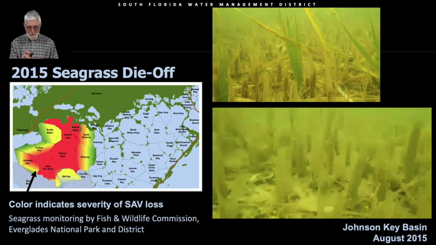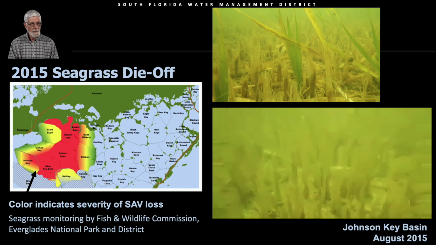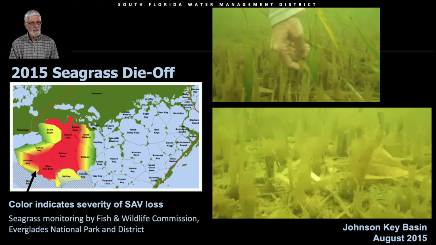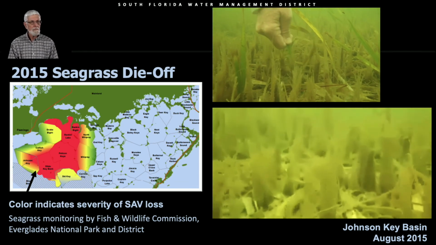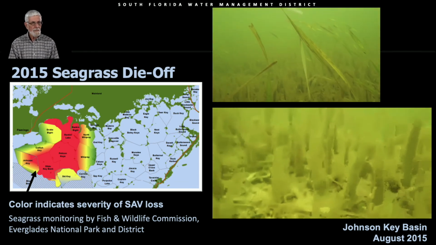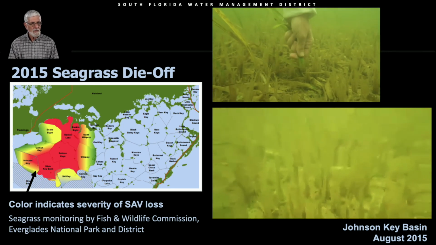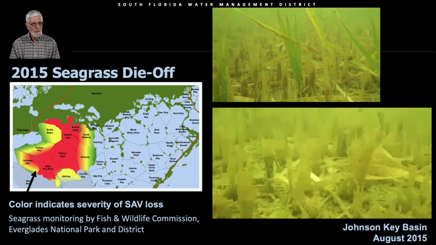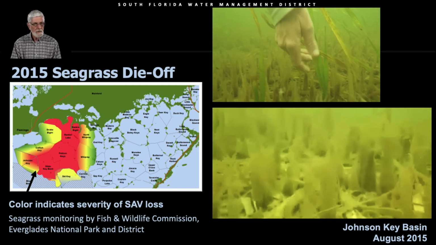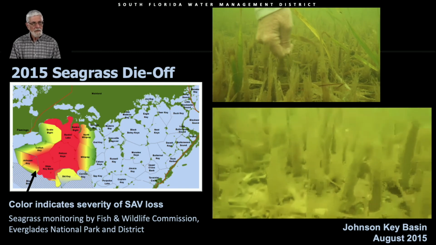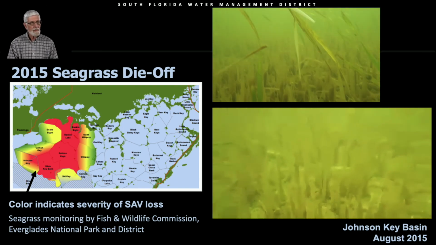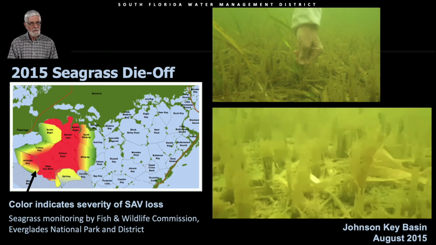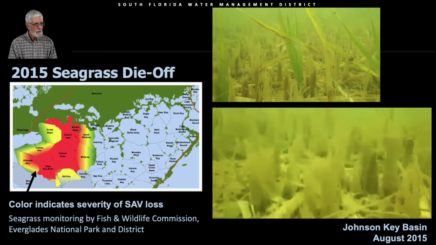And you could see the image here on the bottom right is what Johnson Key Basin looked like after the die-off, and the video on the top is showing someone pulling on the thalassia grass, and the roots not coming up with it because the meristem has become dead and probably toxified, if that's a word, by the hydrogen sulfide that's associated with these die-offs.